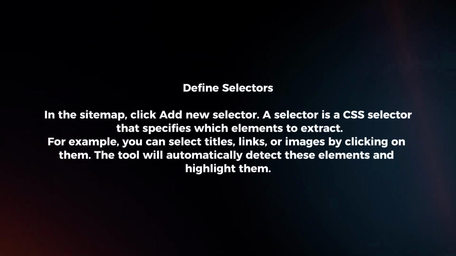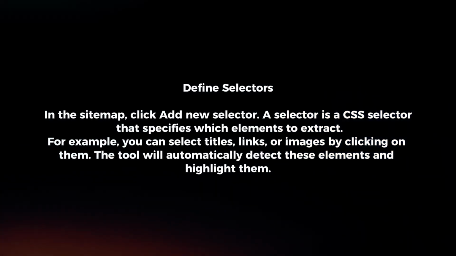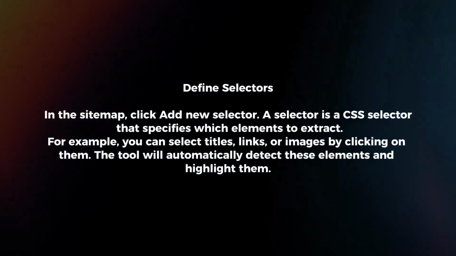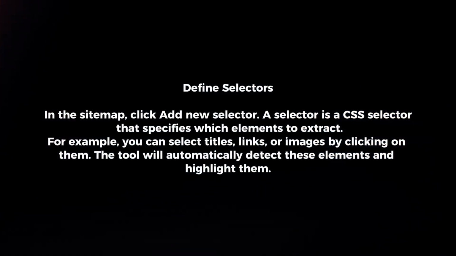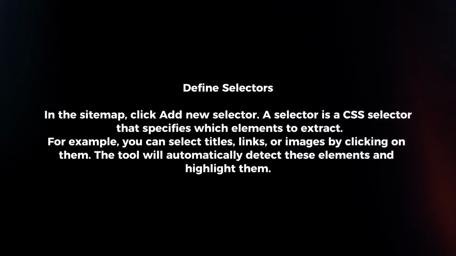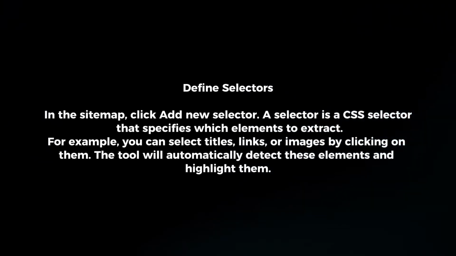Define selectors. In the sitemap, click Add New Selector. A selector is a CSS selector that specifies which elements to extract. For example, you can select titles, links or images by clicking on them. The tool will automatically detect these elements and highlight them.